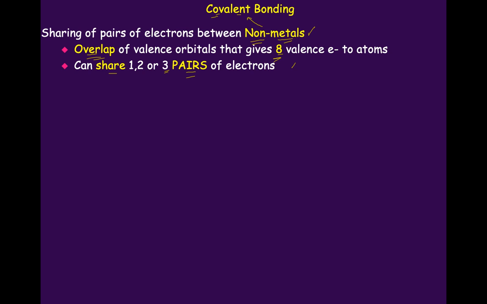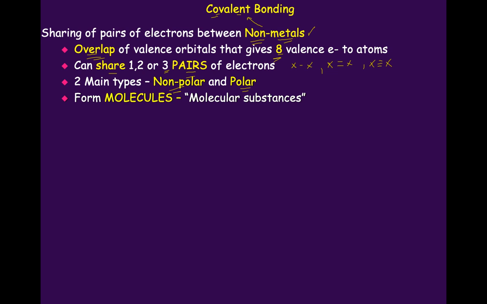So X could bond with X with 1 pair. X could bond with X with 2 pairs represented by the lines. Okay, you can bond with 3 pairs according to the lines. So these are different options that we can do. We'll get into this a little bit later. Okay, 2 main types. We have non-polar bonds and polar bonds. We did a little bit of that before. Okay, and we're going to form molecules. This is so important, huge. Something that forms a molecule is a molecular substance that equals covalent, okay, which equals sharing.